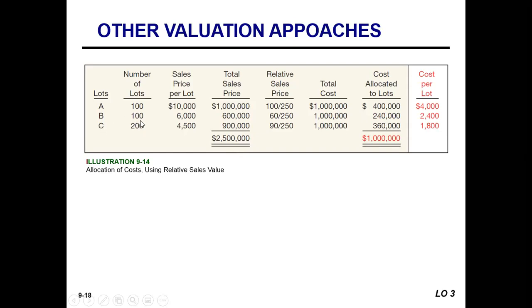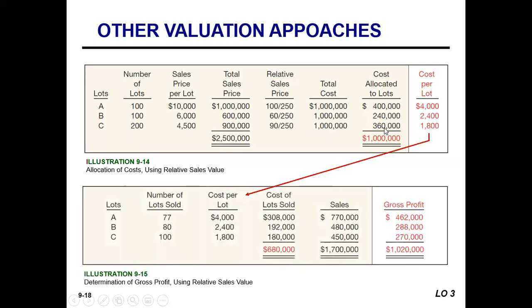Lots B, 100 lots, we're selling them for 6,000 each. That's 600,000 in sales of our 2.5 million. So 60 divided by 250 is that fraction, times 1 million, we're allocating 240,000 of the cost to the B lots. The C lots, again, there are 200 of them. We're selling them for 4,500 each. And that's 900,000 in sales. 900,000 divided by 2.5 million. That's our fraction. We're multiplying by the cost. So we're going to allocate 360,000 to those lots.